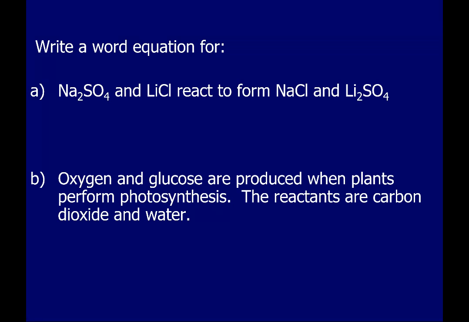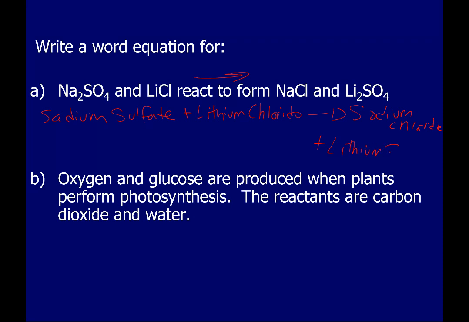So our first two examples are right word equations for this. This is a bit of a throwback to naming ionic compounds, because we've got Na2SO4 and LiCl react to form, so that's where your arrow would be, NaCl and Li2SO4. So we write that as sodium sulfate plus lithium chloride give us sodium chloride and, I ran out of room here, lithium sulfate.